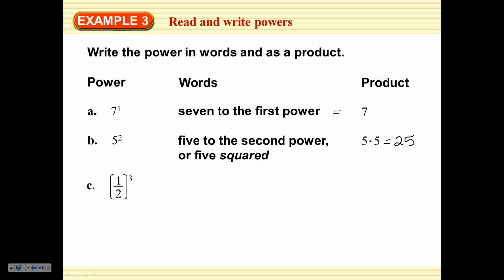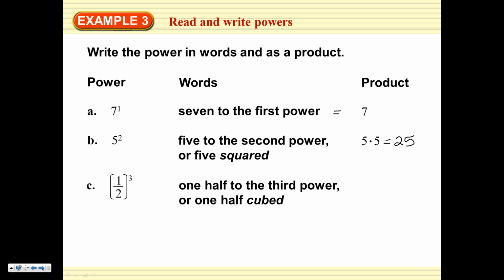So this would be stated as 1/2 to the third power, or 1/2 cubed, because this would be the volume of a cube. Okay, so this is the area of a square, volume of a cube. So 1/2 to the third power, or 1/2 cubed. So we would write that the base is 1/2, and we would multiply that together 3 times. So 1/2 times 1/2 times 1/2.